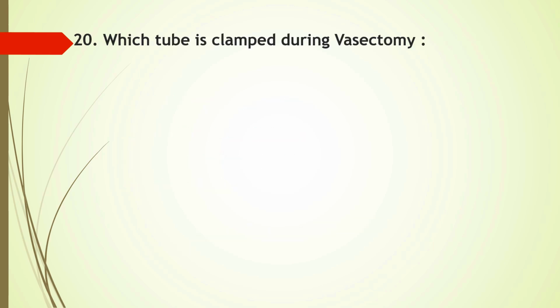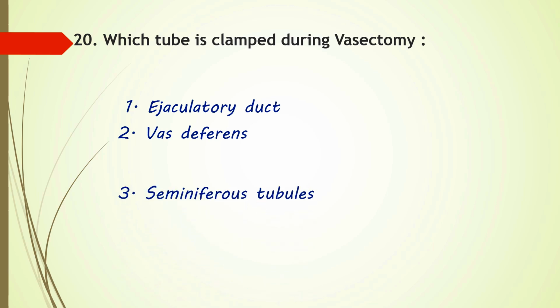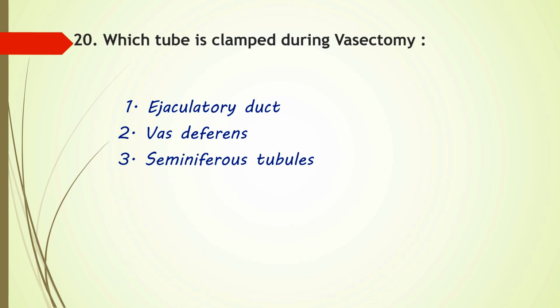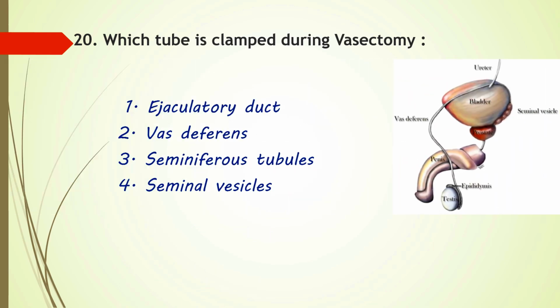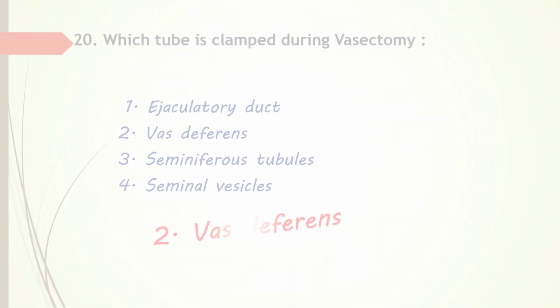And the last question of this quiz session is, which tube is clamped during vasectomy? Options are ejaculatory duct, option 2 vas deferens, option 3 seminiferous tubules, or option 4 seminal vesicle. Yes, the vas deferens is clamped during vasectomy, which transports mature sperm from the epididymis towards the urethra for ejaculation. So here option 2 is the correct answer.